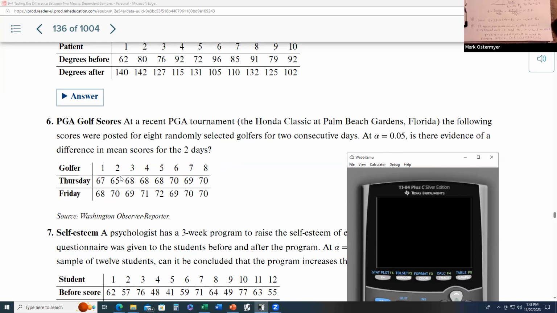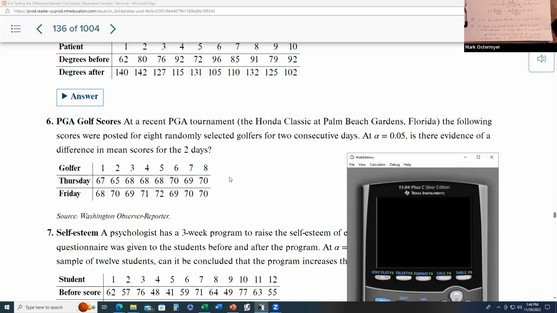So we have golfer number 1, 2, 3, 4, 5, 6, 7, and 8, and we're comparing or keeping their scores matched together for the Thursday outing and the Friday outing for that same tournament. And we want to see if there's any difference between these scores for these 8 golfers, and in being able to then project that onto the whole field, our population. Is there a difference in scores between Thursday and Friday?